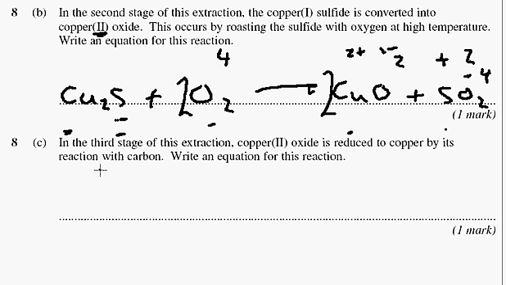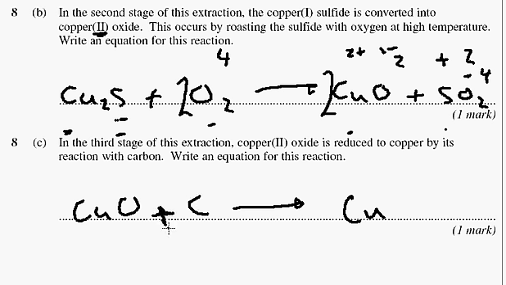The third stage of this extraction: copper 2 oxide, which is CuO, is reduced to copper by its reaction with carbon. Well, what we know is, if we've got copper oxide and we're extracting copper, we must just end up with Cu. And what are we reacting it with? Carbon. So it starts looking obvious now: if I've got copper, the only other thing I can produce is, I need to get rid of this oxygen, and it must be combined with my carbon to produce carbon dioxide.